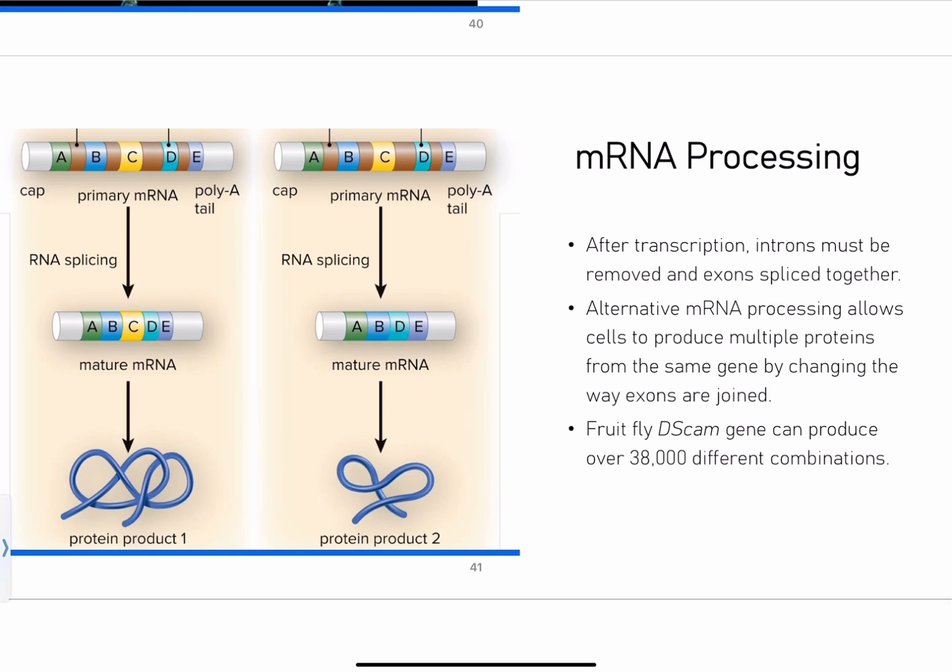So going back, once transcription was complete, we had our newly made pre-mRNA that had to undergo processing before it could leave the nucleus. And we talked about how we need to remove those introns, which are the non-coding regions, and then splice together exons, which were our coding regions. So eukaryotic cells can use something called alternative splicing, and this allows them to produce different versions of a protein from the same gene. And what this does is it increases protein diversity substantially. So for example, the DSCAM gene in fruit flies can generate over 3,800 different protein combinations just from alternative mRNA splicing.